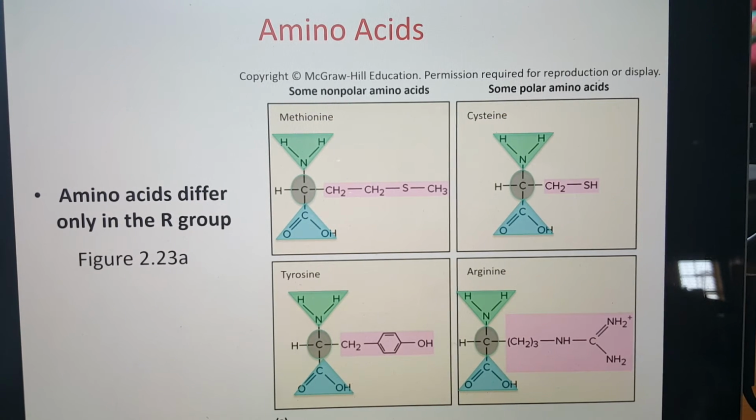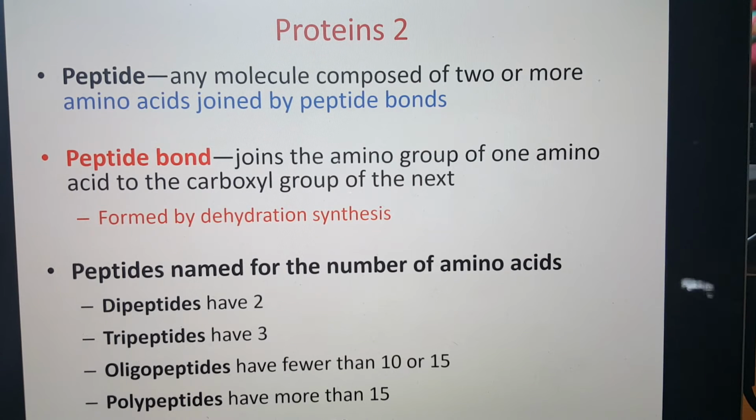Okay, so this example is a different amino acid. So all this being the same, that pink being the R group that determines what it is. So in order to join these amino acids together, we do so with a peptide bond.